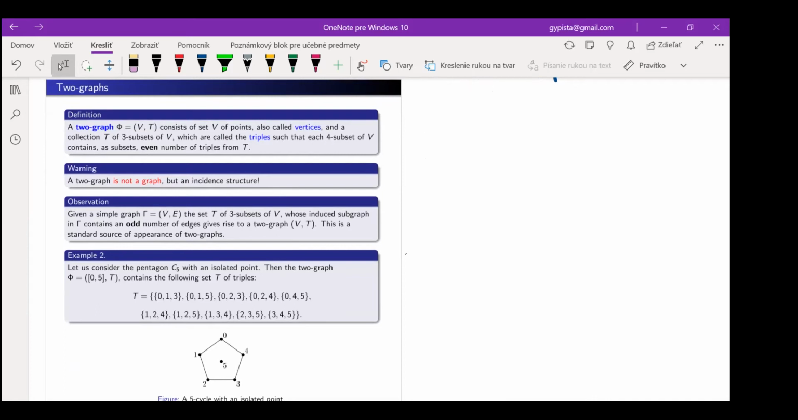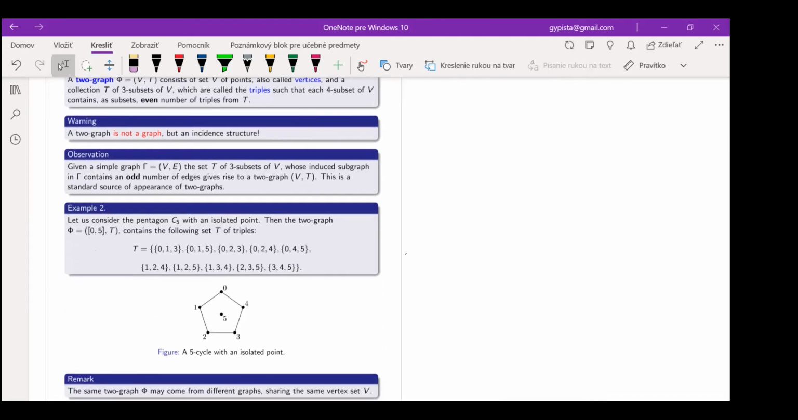And the two-graph is not a graph, but an incidence structure. So we have a set of points V, which will be called also sometimes vertices, and a collection of three-subsets of V, and these will be called triples, with the property that each four-subset of V contains as subsets an even number of triples from T.